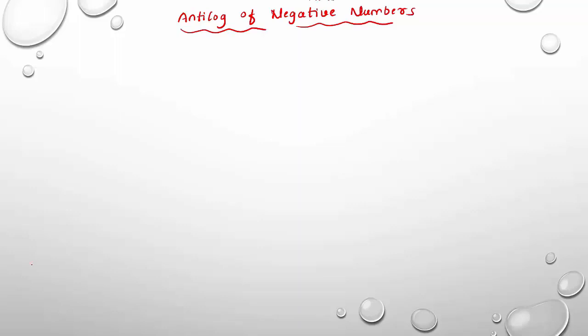To understand it, I am going to consider one example. Anti-log of minus 2.1202. This is the negative value. Sometimes it can be written as anti-log of 2 bar point 1202. That means minus 2. Both have the same meaning. Either you can write minus 2 point or you can write 2 bar 0.1202.